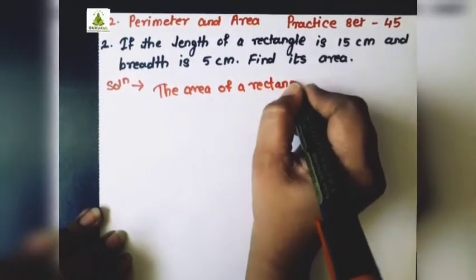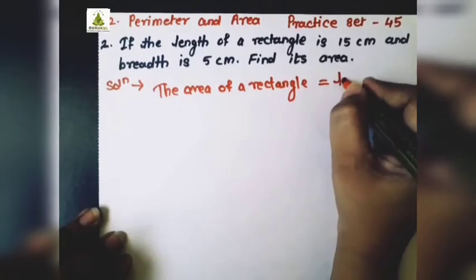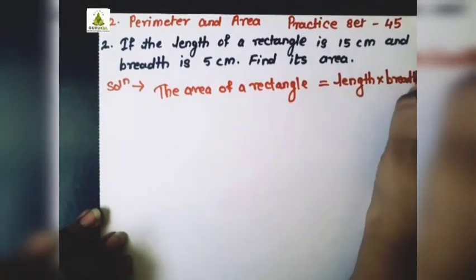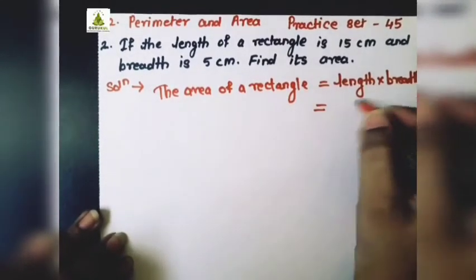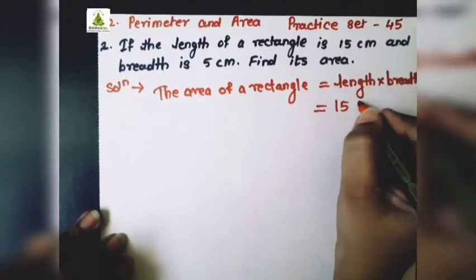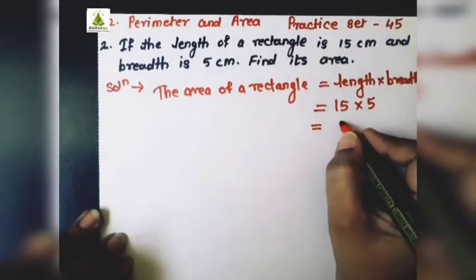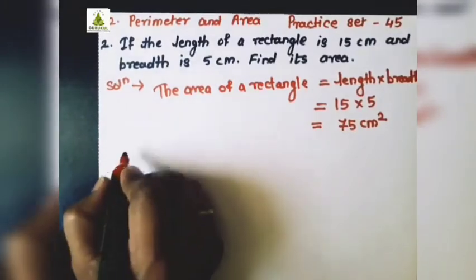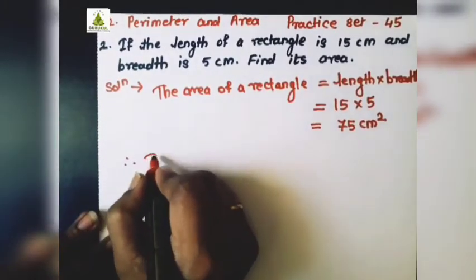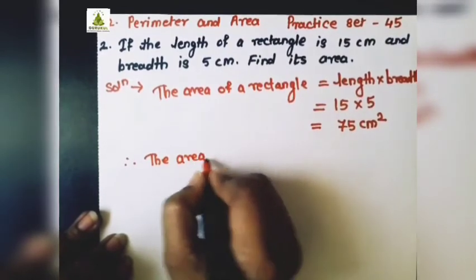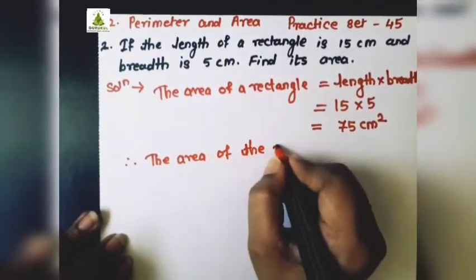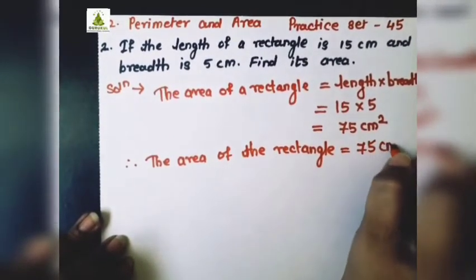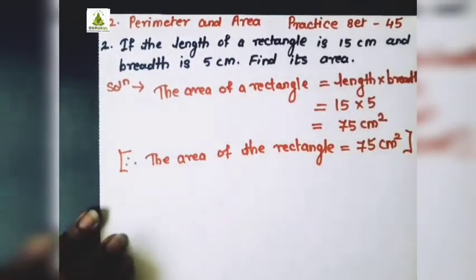length into breadth. Okay, so this formula, children, you have to know by heart, it should be on the tip of your tongue. Length is 15 centimeters, breadth is 5 centimeters. So the answer will be 75 centimeter square or square centimeters. So for the final answer we will write, therefore the area of the rectangle is equal to 75 centimeters square. This will be your final answer.